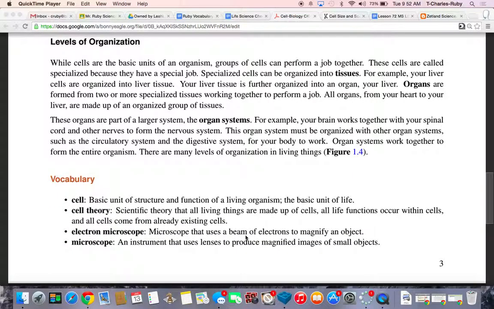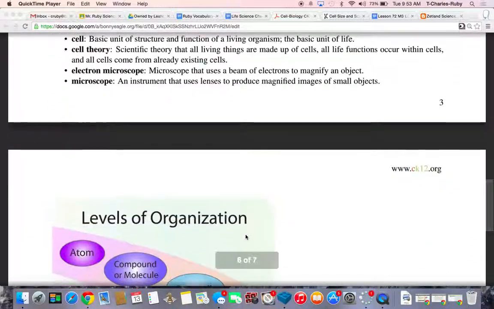Cell, the basic unit of structure and function of living organisms, the basic unit of life. Cell theory, scientific theory that all living things are made of cells, all life structures occur within cells, and all cells come from already existing cells. Electron microscope, a microscope that uses a beam of electrons to magnify an object. Microscope, an instrument that uses lenses to produce magnified images of small objects.